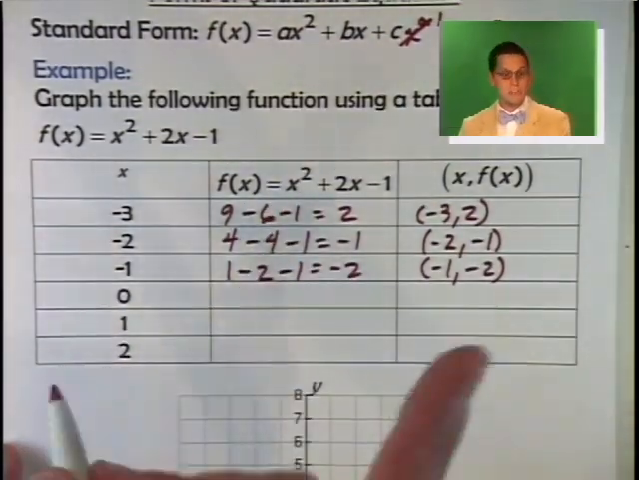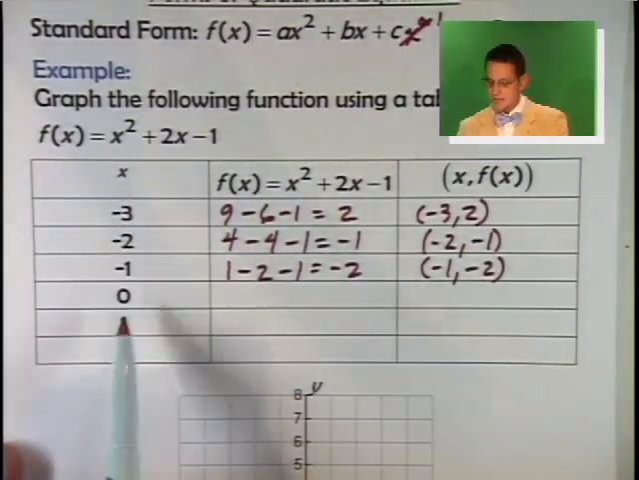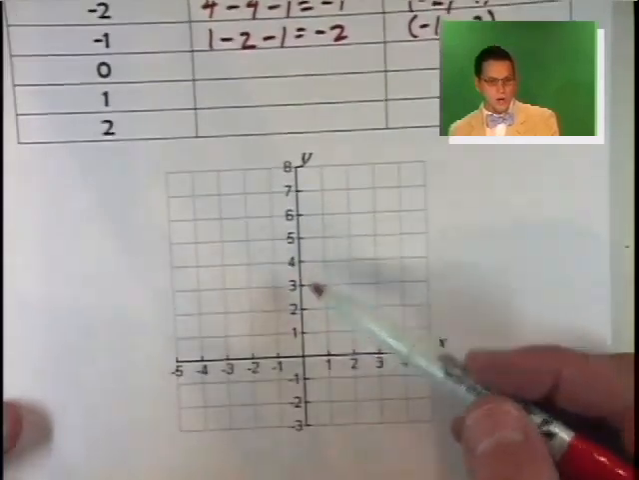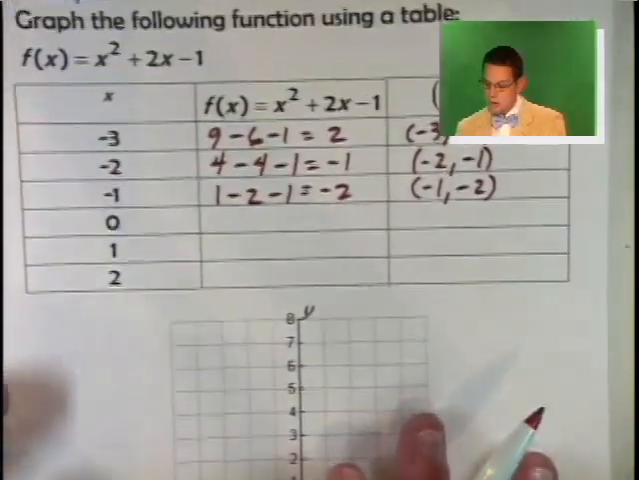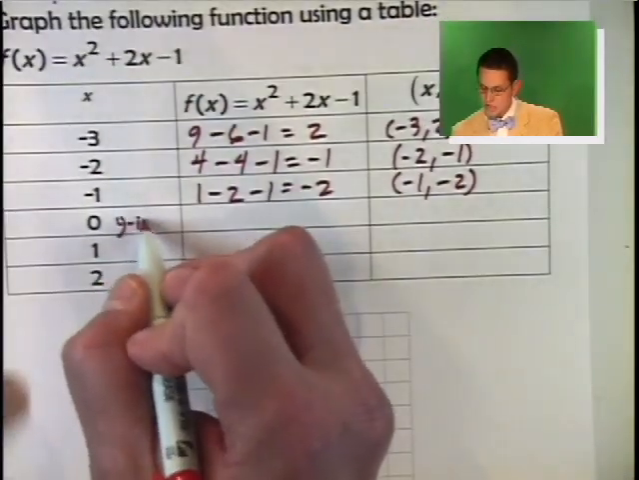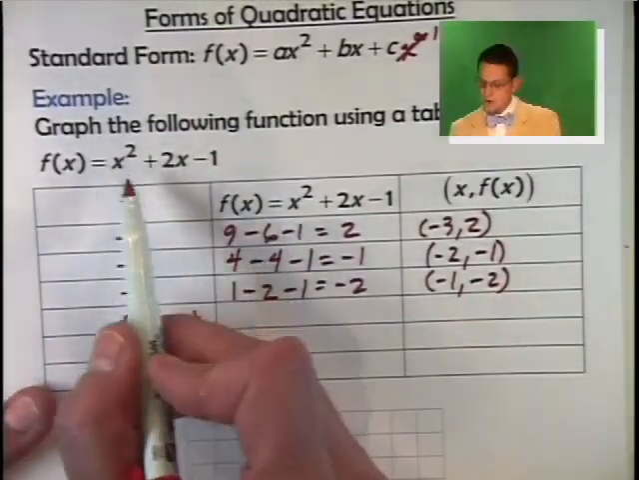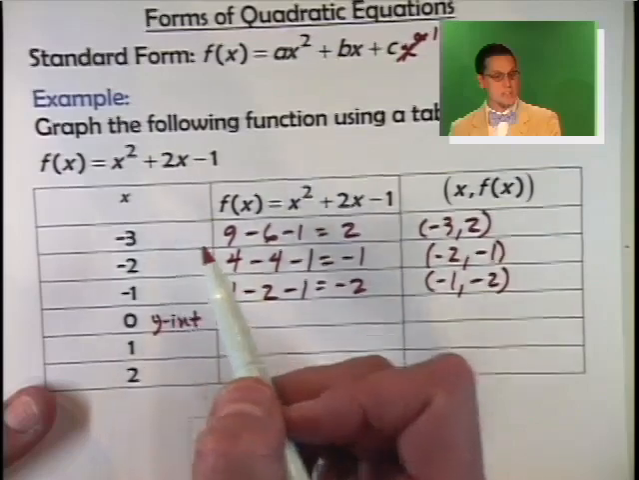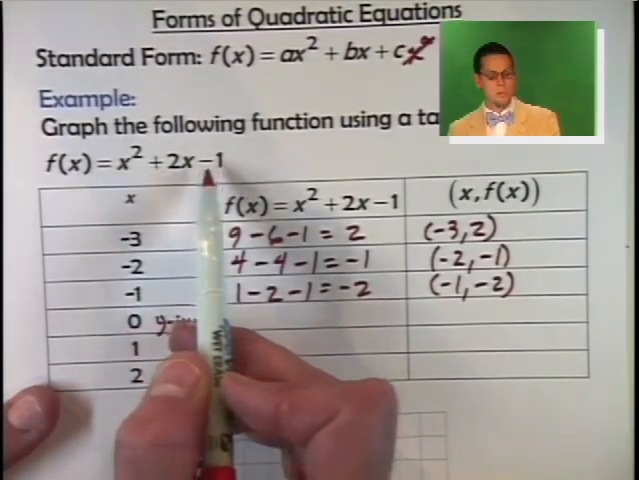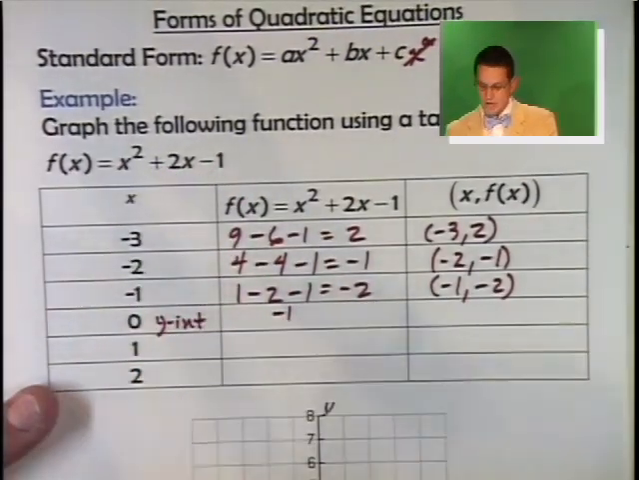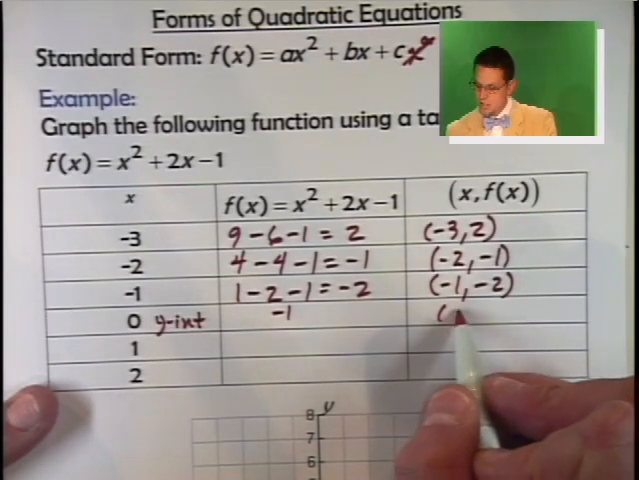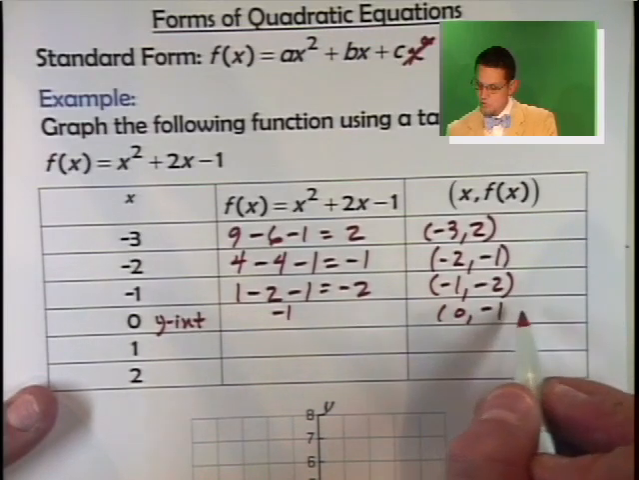Plugging in a 0. Well, 0 is a really nice value because when x is 0, we are on the y-axis. So we call that the y-intercept when x is 0. That's an important point. And it's real easy if you have it written in standard form because anything that has a variable, in this case an x, is going to go away. You have 0 plus 0 minus 1. So we end up with -1. So that gives us the ordered pair (0, -1).